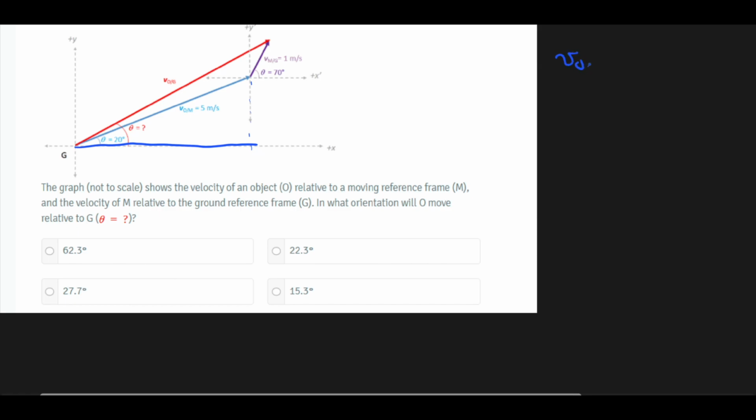VO with relation to M, x is equal to 5 sine 20, which is equal to, let's find it here. So 5 sine 20, or not sine, sorry, but cosine, because it's the x. So let's change it here. So cosine 20, and it's equal to 4.7 meters per second. Okay, so this is the first important value that we have.